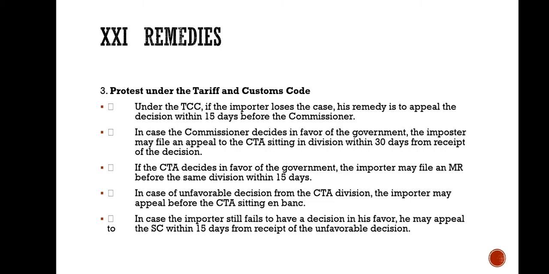If the Court of Tax Appeals decides in favor of the government, the importer may file a motion for reconsideration before the same division within 15 days. In case of unfavorable decision from the Court of Tax Appeals Division, the importer may appeal before the Court of Tax Appeals sitting en banc. In case the importer still fails to have a decision in his favor, he may appeal to the Supreme Court within 15 days from receipt of the unfavorable decision.